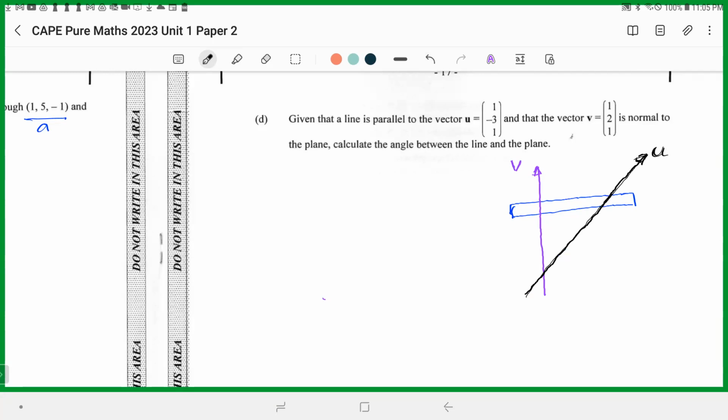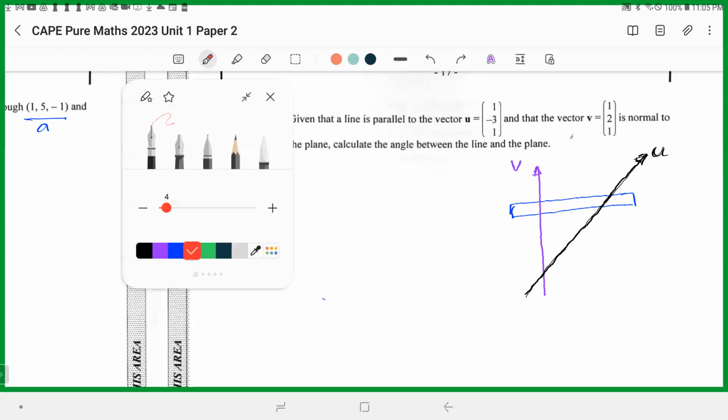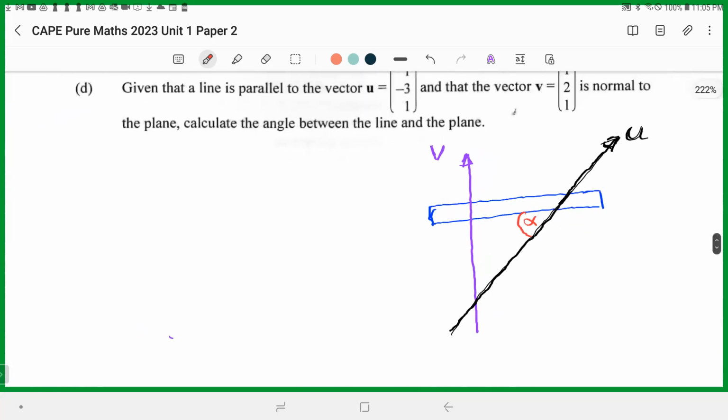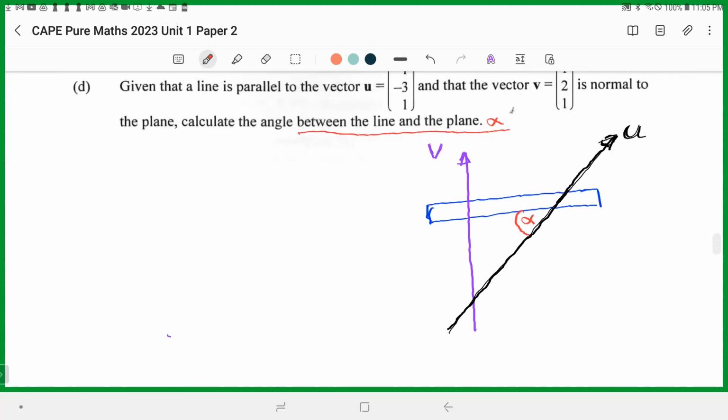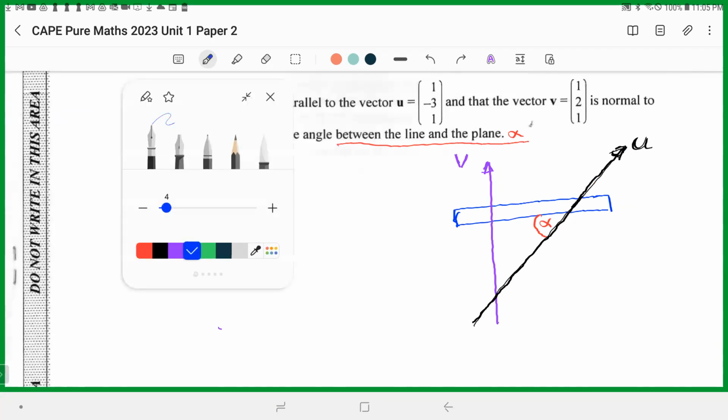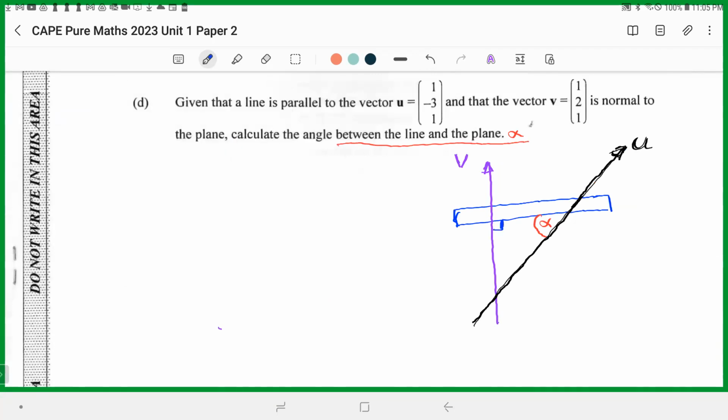And the question is asking us for the angle between the line and the plane. So the question is asking us for this angle here, alpha. That's what the question is asking us for now. Angle between the line and the plane, alpha. What we're going to do, we're going to recognize that because this is normal to the plane, this angle right here is 90 degrees. And so it's like we have a right angle triangle here.